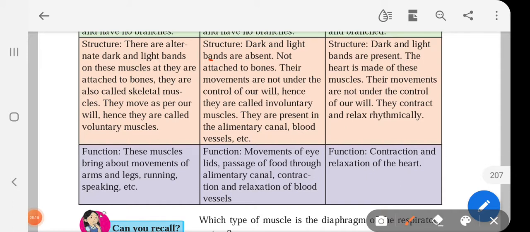Now the structure of non-striated muscles. Dark and light bands are absent. Here they are present and here they are absent. They are not attached to bones. Their movements are not under the control of our will. Hence they are called involuntary. Striated muscles are called voluntary muscles. Non-striated muscles are called involuntary because they are not under our control.